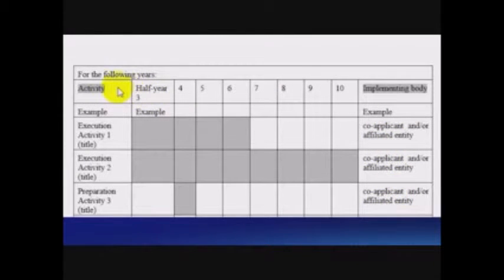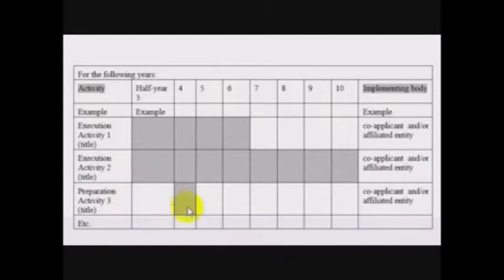Do not leave any months empty and do not name the months, just numbering. For example, do not write January, February, but month 1 and month 2, etc. Point out who is responsible for the activity. Is it the applicant, the co-applicant, the affiliated entity?